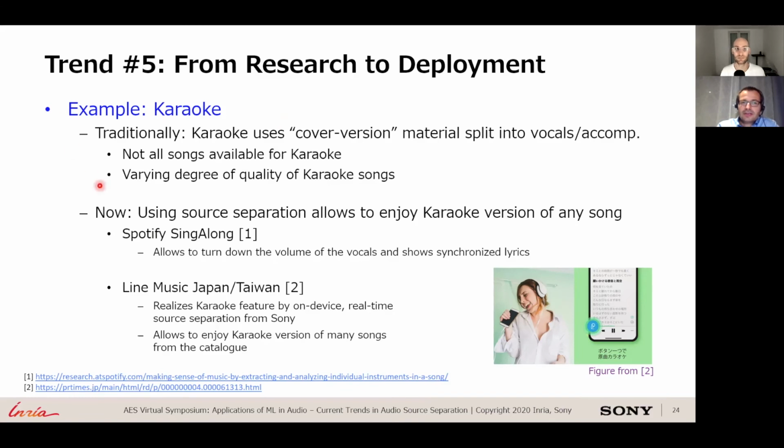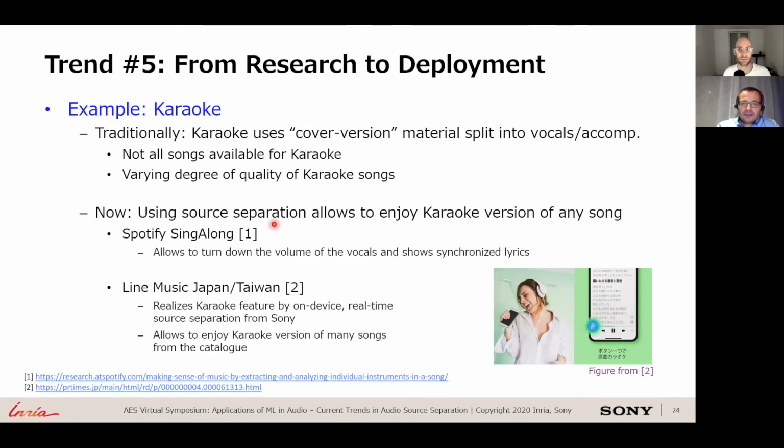Second example is karaoke, where source separation can be used. So traditionally, karaoke uses cover version material, which is already split into vocals and accompaniment. But this has two drawbacks. The first is that not all songs are then available for karaoke. And the second one is that there's also a varying degree of quality of those karaoke songs. Okay. So what we can do now is we can use source separation, which allows us to enjoy a karaoke version of any song by doing a separation into vocals and accompaniment.